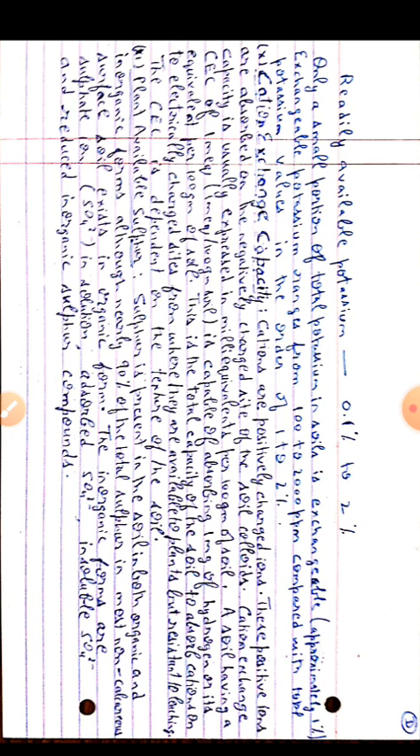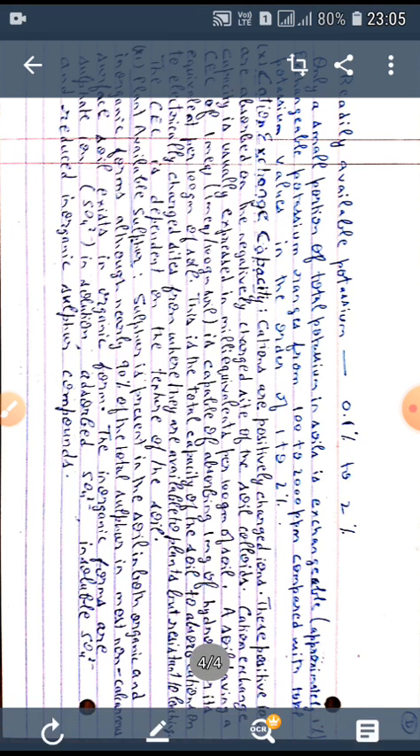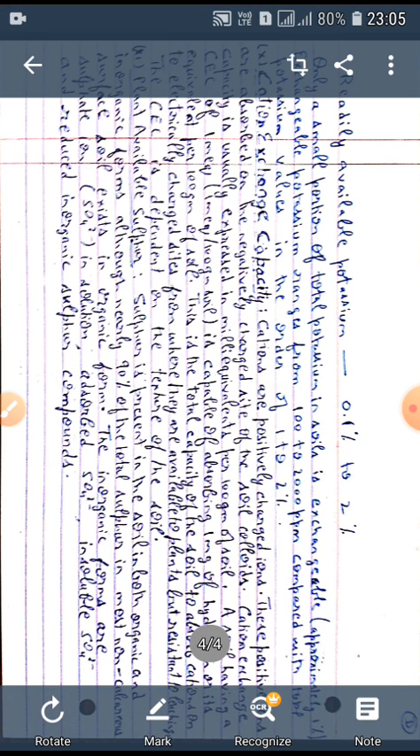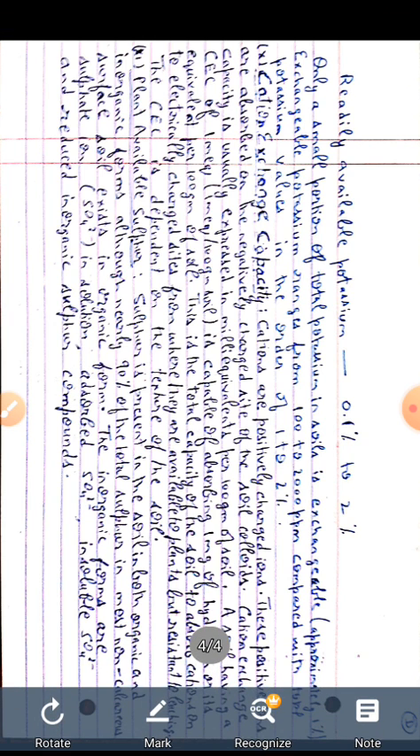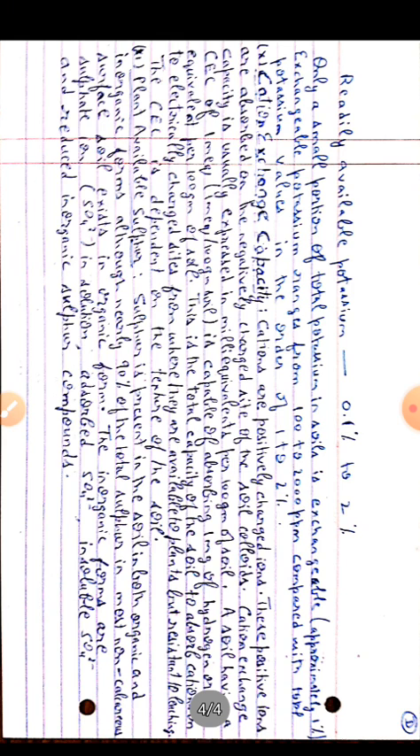Next parameter is the cation exchange capacity. Now, cations are positively charged ions. These positive ions are absorbed on the negatively charged sides of the soil colloids. Cation exchange capacity is usually expressed in milliequivalents per 100 gram of soil. A soil having a cation exchange capacity of 1 milliequivalent per 100 gram soil is capable of absorbing 1 milligram of hydrogen or its equivalent per 100 gram of soil.